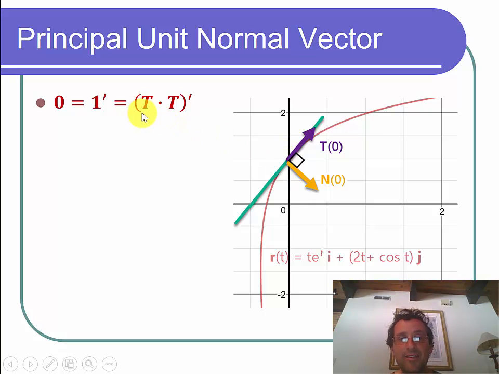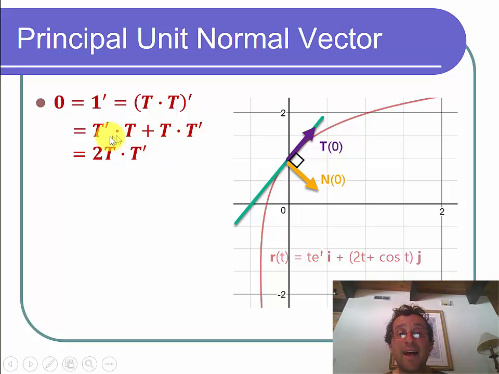So that tells us that if we dot T with T, capital T with capital T, you get the constant 1. So we can say that 1 is actually T dot T. So we could say 0 equals 1 prime equals T dot T prime. And now when you take a derivative of a dot product of two vectors, we can use the product rule. So the product rule says this is equal to T prime dot T plus T dot T prime.